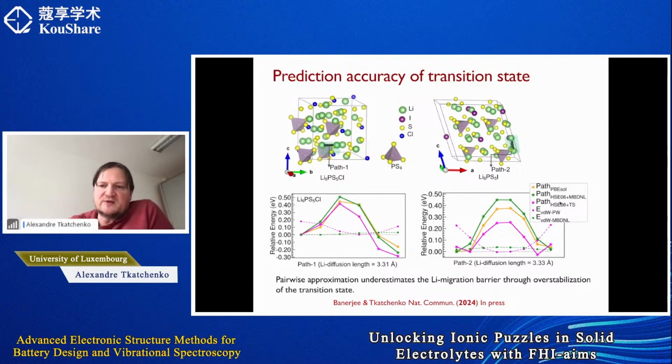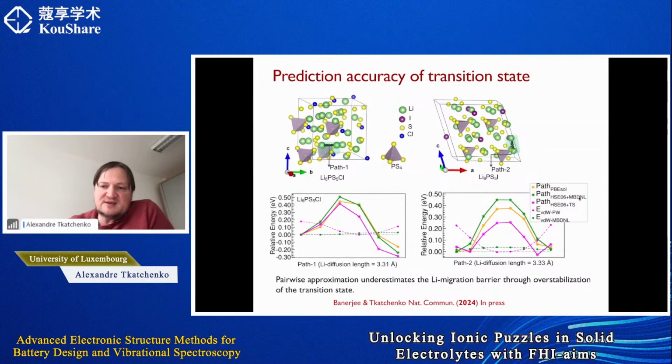So in particular, if you include van der Waals interactions using the Tkatchenko-Scheffler approach, the pairwise approach, you see that the transition state is actually getting overstabilized. So the van der Waals energy is much higher in the transition state. This is this red dashed curve here, or the pink dashed curve. And for that reason, the barrier is actually very low.